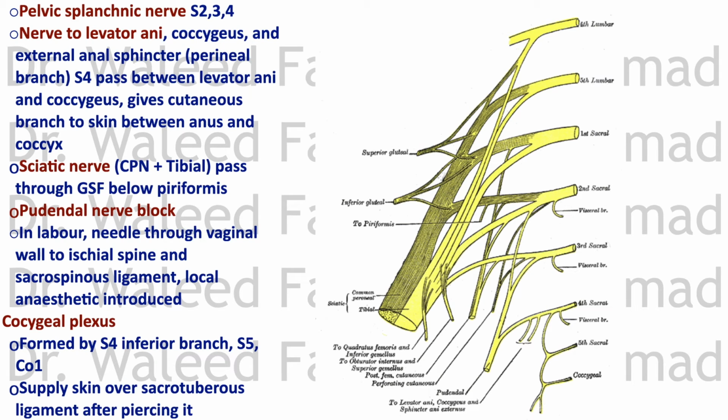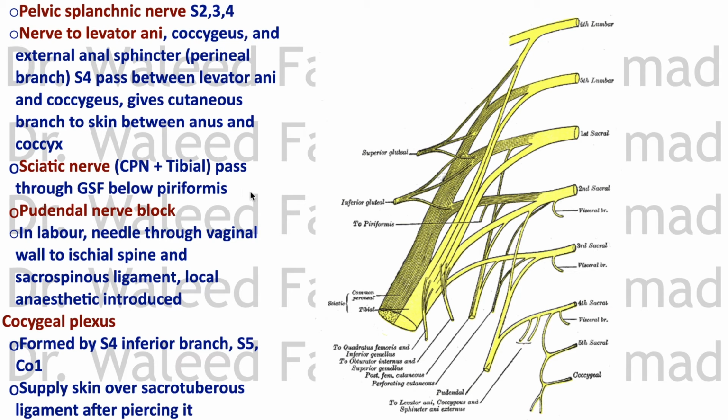The sciatic nerve, a huge nerve, 2 centimeters thick in the gluteal region, you will see it. It's composed of the common peroneal nerve and the tibial nerve taped together by connective tissue, and passes through the greater sciatic foramen below the piriformis.